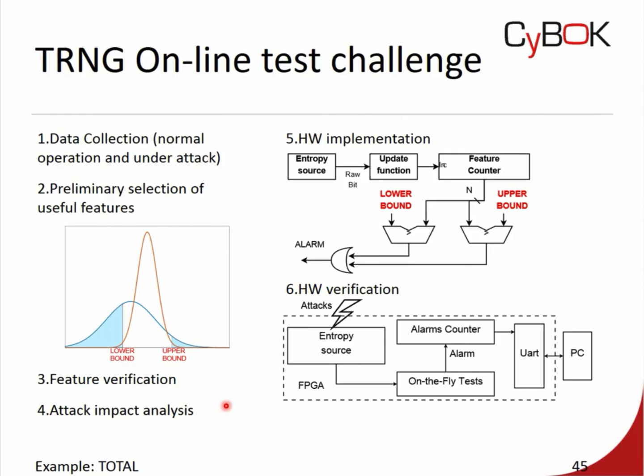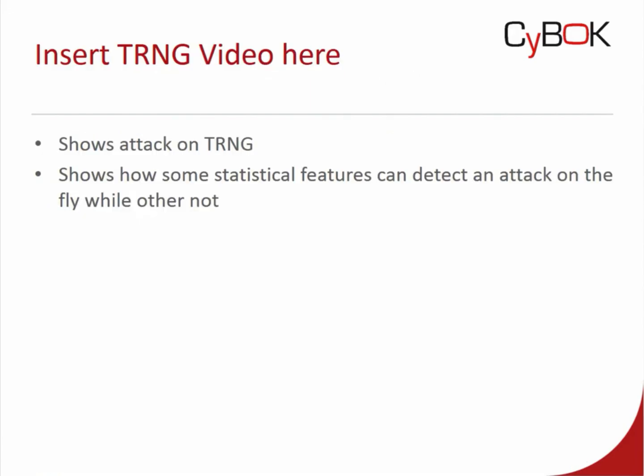One example you see here, and after my presentation there will be a short video where you can see this in actual operation. So how do I figure out that my random numbers are really random? I collect data, random numbers, under normal operation and under attack. Then I have to select the right statistical features to figure out which ones can detect this attack. If this is the normal operation, I decide a lower bound and an upper bound, and if I deviate from this operation, I can figure out that this device was under attack. For this, you have to make hardware implementations and do some verifications. We can see the video after the presentation.